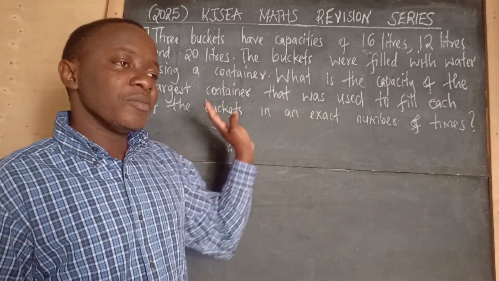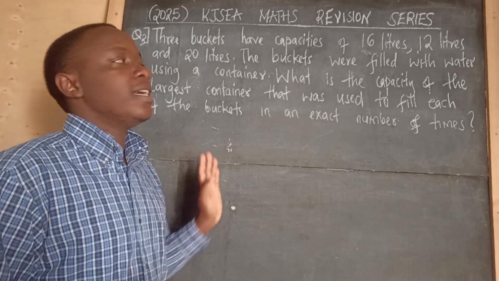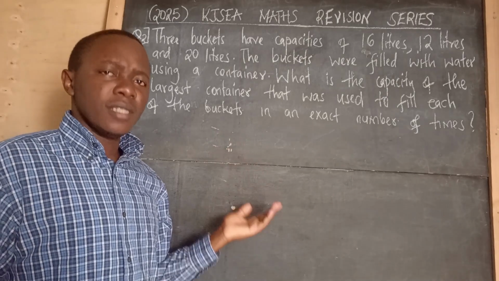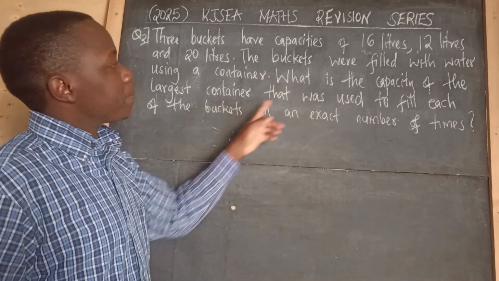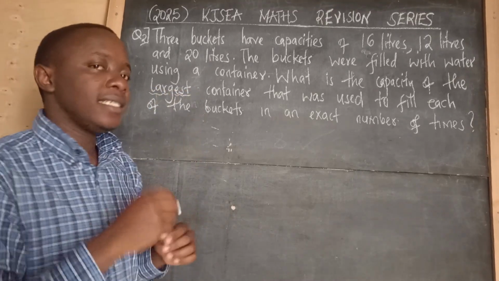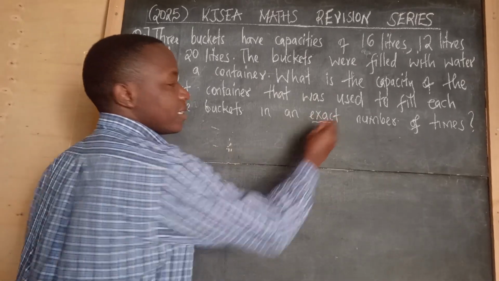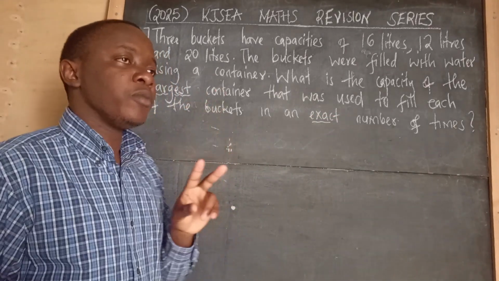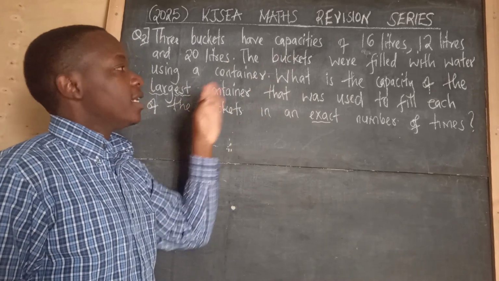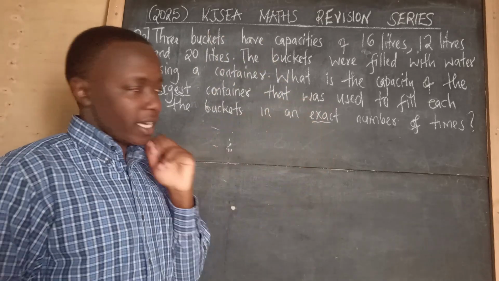Now, even without putting in more stories, this question is just asking you to find the GCD of 16, 12, and 20. How did I know it's the GCD? They are saying, what is the capacity of the largest container that can be used, and exact. Those two words are the ones that have helped me to know that I am supposed to find the GCD of these numbers for me to get the largest container that can fill this in an exact number of times.